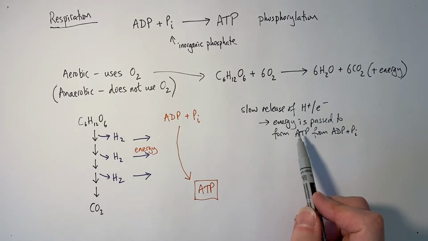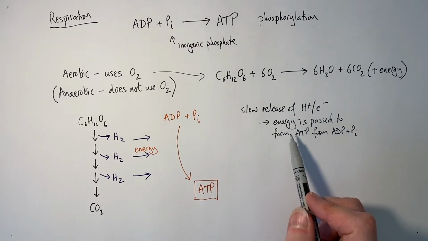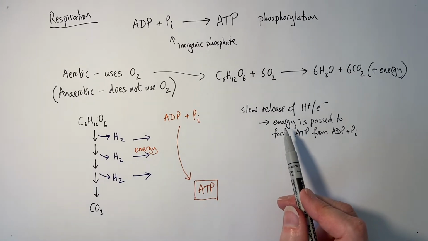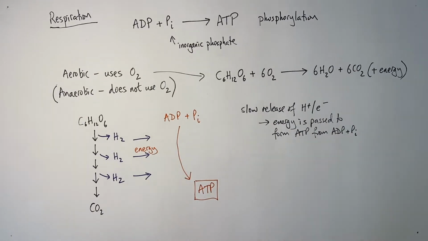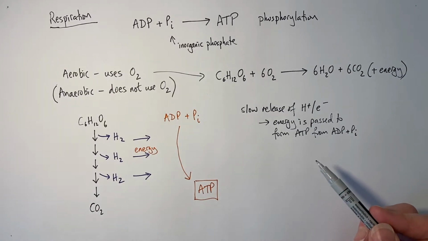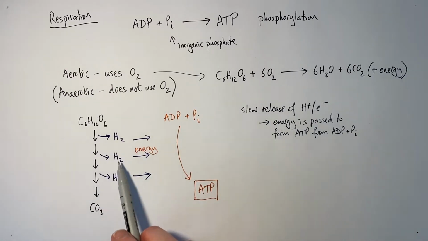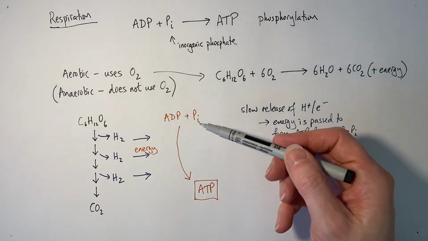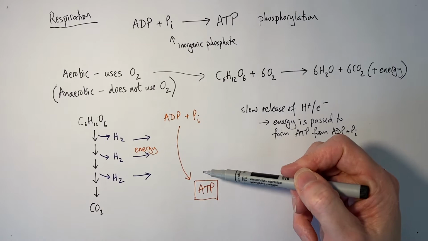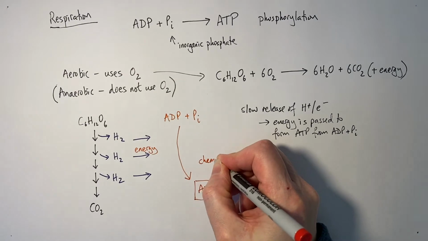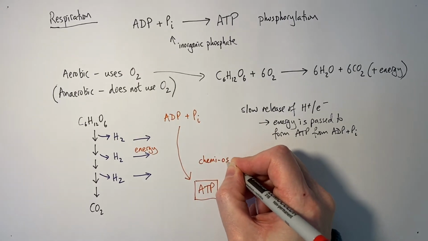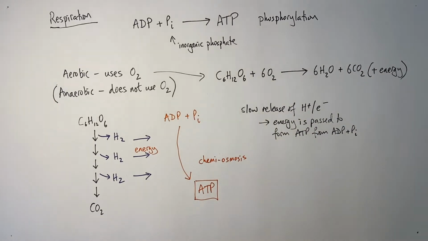This bit is very, very similar to the light-dependent stage of photosynthesis, where you had electrons that contain lots of energy moving between carriers in a membrane. This bit is very similar. This bit is identical to chemiosmosis that is taking place in membranes. Same process as in photosynthesis.